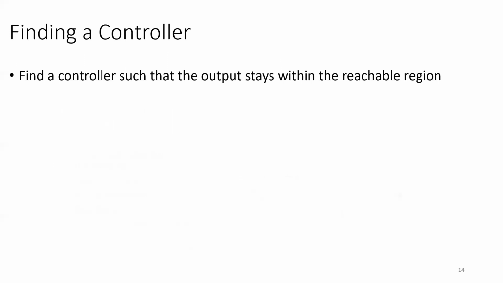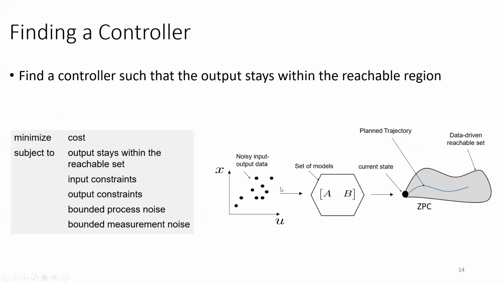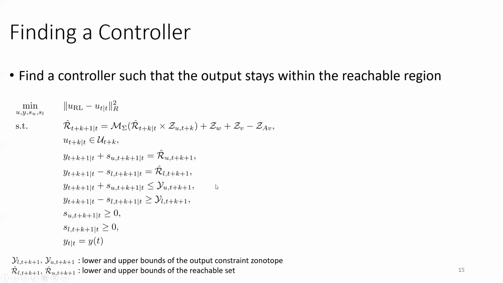We find a controller such that the output stays within the reachable region. So we have the set of models and we compute the reachable region using the set of models, and we find the controller subject to the output staying within the reachable region, and have some input constraint, output constraint, and bounded noise. And this is a formulation with some slack variables to tighten the constraint and have robust constraint satisfaction.